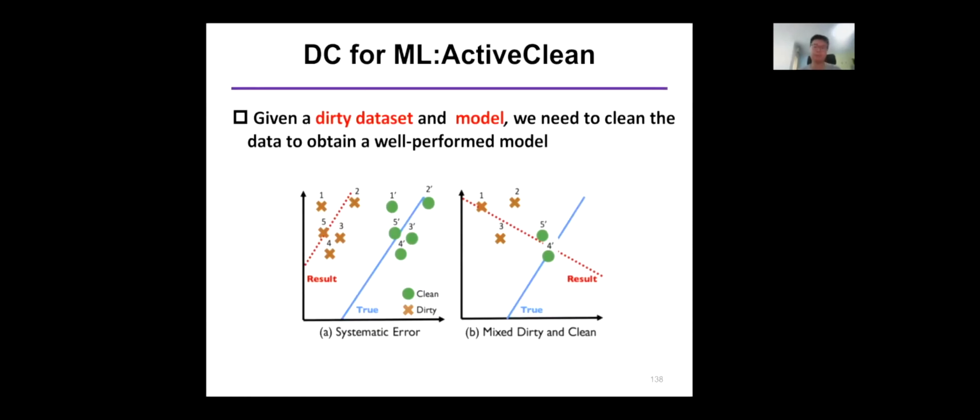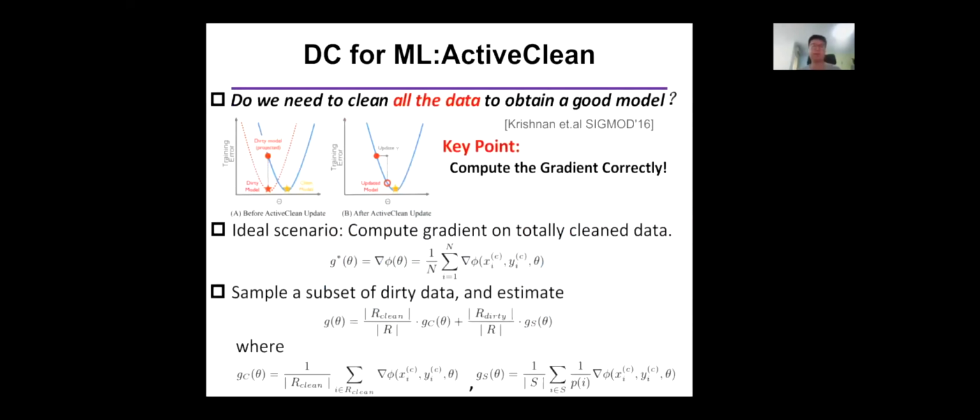Then, can we clean just a part of the data and still produce a high-quality model? The answer is yes. At a high level, the reason why dirty data degrades performance is that it misleads the gradient computation. If one can clean part of the dirty data, compute the variations of the gradients, and estimate the gradients of the uncleaned data, the model can quickly converge with a small amount of clean data.